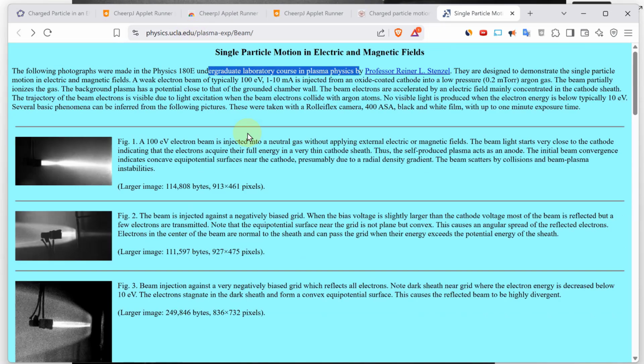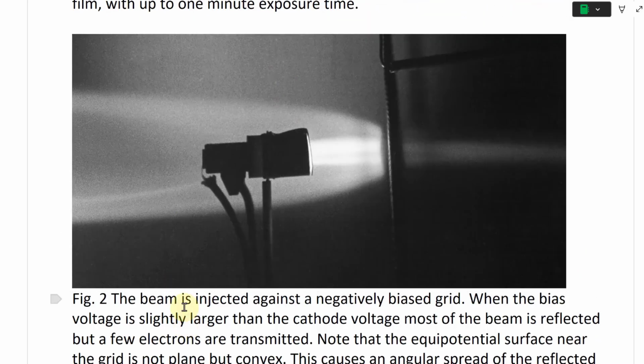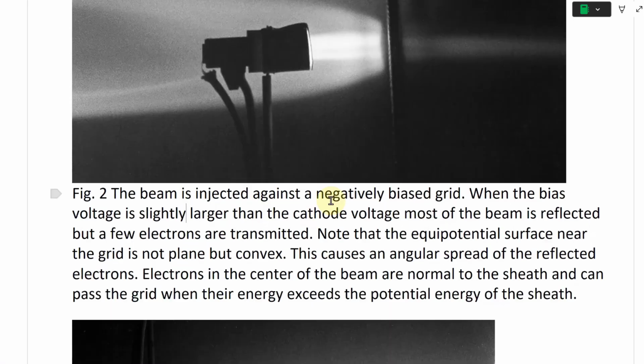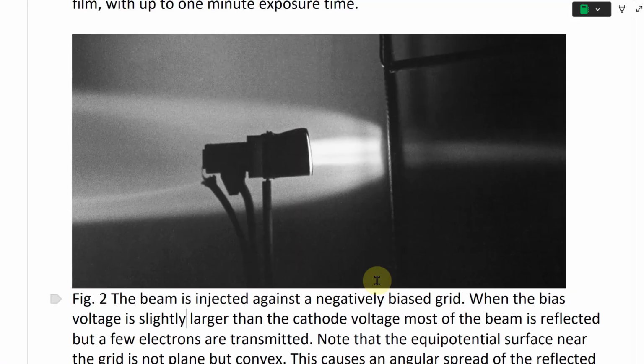And yeah, so I just basically copy and paste the text and the images, because I think it's very valuable information. So the beam is ejected against a negatively biased grid. When the bias voltage is slightly larger than the cathode voltage, most of the beam is reflected, but a few electrons are transmitted, so it goes through. Note that the equipotential surface near the grid is not a plane, but a convex.